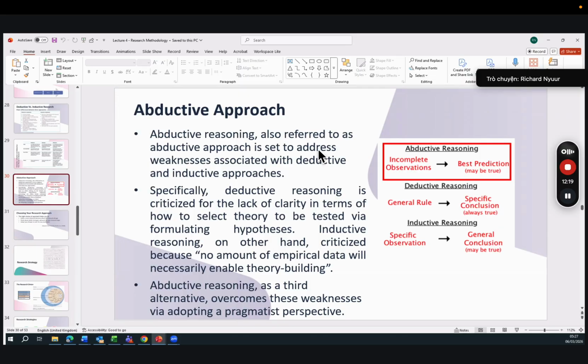So for the adaptive approach, it is set to address weaknesses associated with the deductive and inductive approaches. It's more or less used in mixed method approaches. It's a third alternative to overcome the weaknesses of both inductive and deductive, and that is where they use the pragmatic perspective. Okay, the pragmatic perspective.